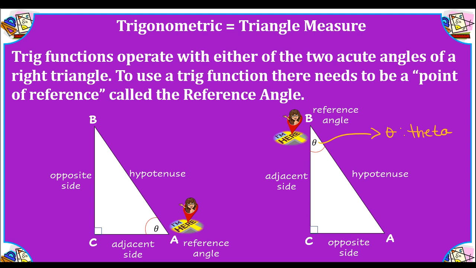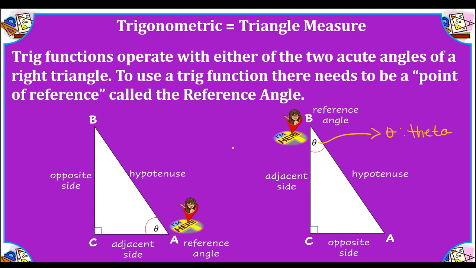So if you look at the two diagrams below, you can see that on the left side, my reference angle is angle A. From this point of view, the side length BC is called the opposite side because it's opposite from my reference angle. Then, from my point of reference angle, angle A, the adjacent side that we're going to consider is AC. And then our hypotenuse is always going to be the side length that is opposite from the right angle.